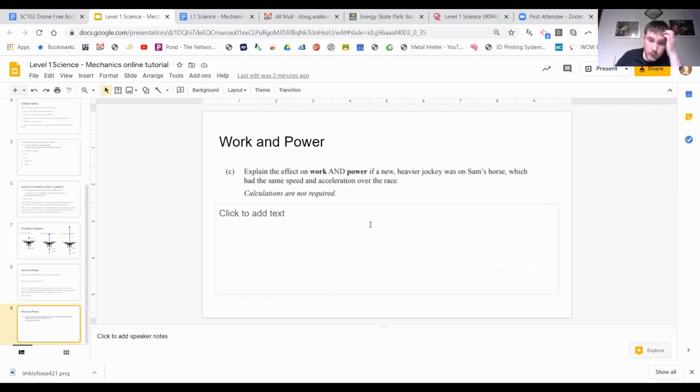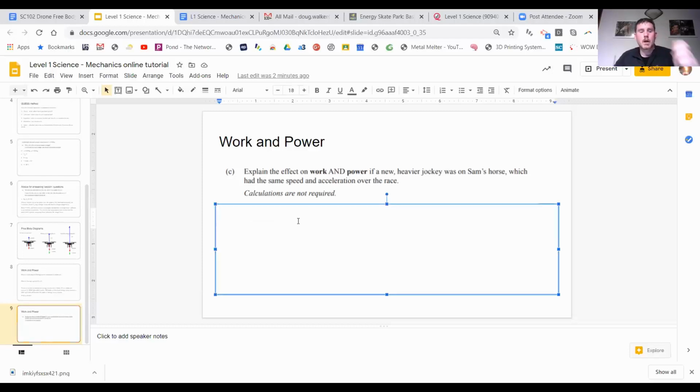And we've got a question from an exam here about work and power. If we had somebody riding a horse and we put a heavier jockey on, how would that affect the work and power of the new situation, so the heavier rider on the horse? We've got equations that we might use here. Work equals force times distance.